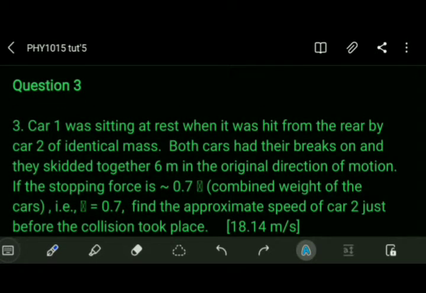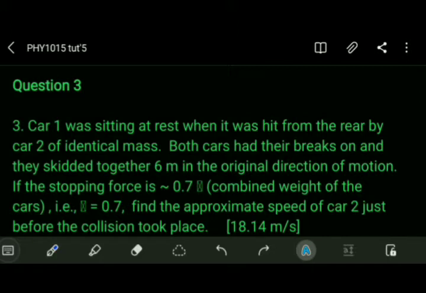Question 3, we have 2 cars, one at rest, the other one moving with an initial speed. Both these cars have identical mass, so M1 is equal to M2, which is simply M. Now we are told that the second car was at rest and the first car came to hit the second car from the rear. After this happens, they both skid for a distance of about 6 meters in the original direction of motion.